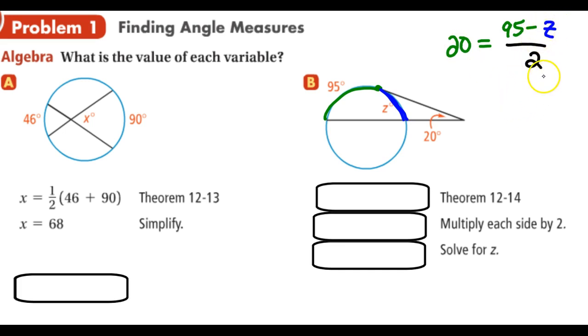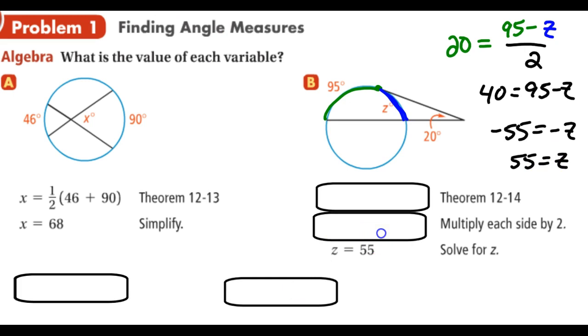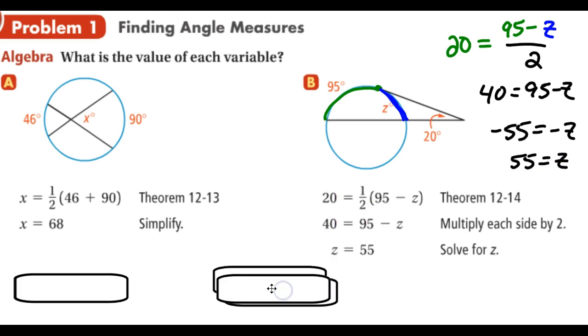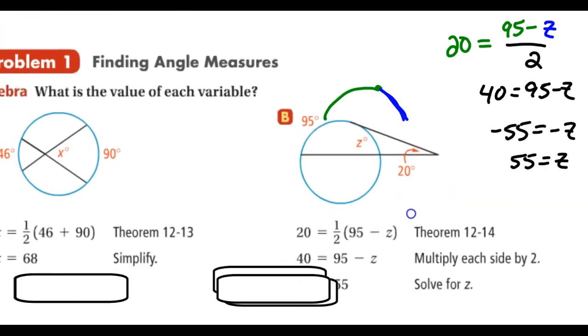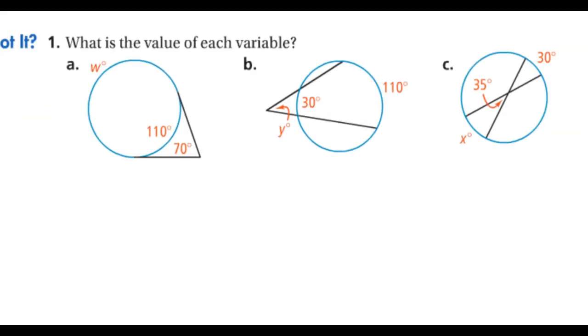Now it's just algebra 1 stuff. We're just solving for z. Multiply both sides by 2. Subtract 95. And then divide by -1. So 55 is equal to z. That's what we should have down here. There it is. Written in the way the book put it for you there. All right.